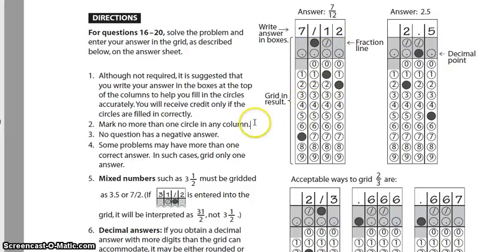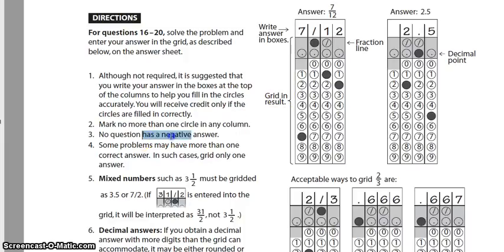Mark no more than one circle in any column, but you do not need to mark every column. You can have blank columns. If you only have a 3-digit number, it doesn't matter if you write the digits 222 and leave one blank, and I'll show you an example of this later, or leave the first blank and write 222. That's fine. It doesn't matter if you start on the left or on the right. What does matter though is the bubbles, and if it is a blank spot, if it's just a 3-digit answer, then you don't have to fill in anything in that column.